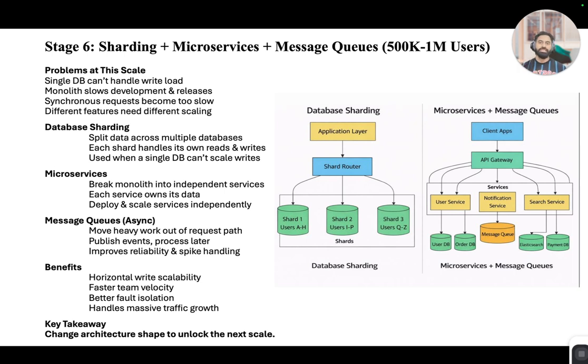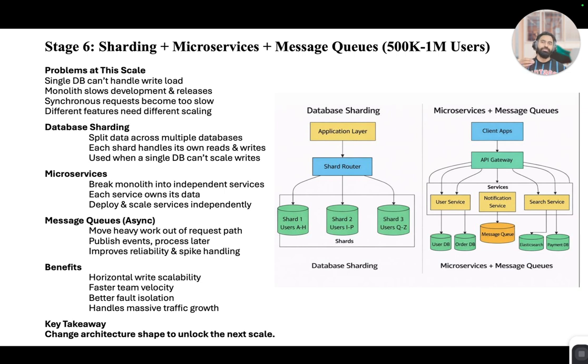Okay, so in stage 6, let's say the users grow from 500,000 to 1 million. Now we have reached 1 million, and with this system design we can handle 1 million users. So at half a million users, scaling stops being about tuning. Now it is about changing the shape of your system, right? Because the old tricks are no longer enough.